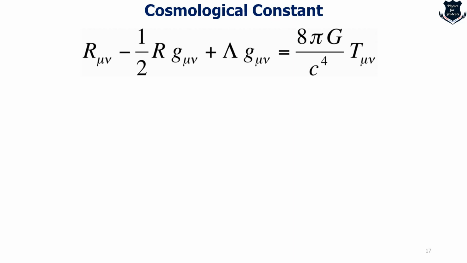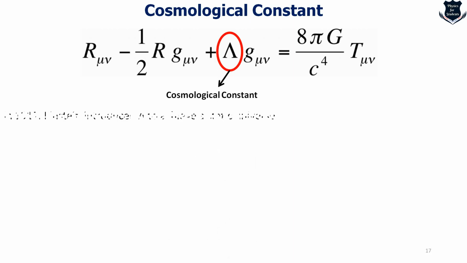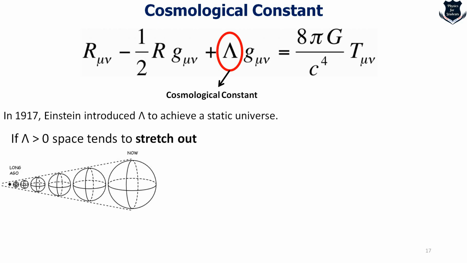Then we are done with the second R, the Ricci scalar. We are now also done with g, the metric tensor, and we are dealing with this very interesting thing which is called lambda, or the cosmological constant. Now what happened actually is that in 1917 Einstein introduced this lambda, thinking that the universe is static. So if lambda is greater than 0, it will stretch out.